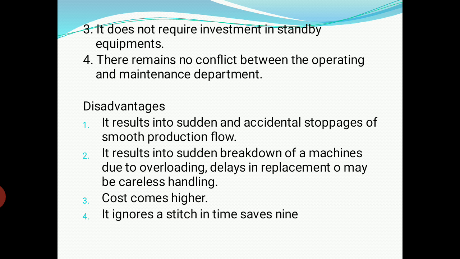The next one is, it ignores that a stitch in time saves 9. There is a saying that a stitch in time saves 9, that if you make one stitch at the right time, it will help you save 9. That means 9 can be saved. But here breakdown maintenance ignores this phrase, and that is why it takes up everything when a total crash is there. So these are some of the disadvantages. However, it completely depends on the manufacturer to see what type of maintenance will be suitable to him, and accordingly he goes with his type.